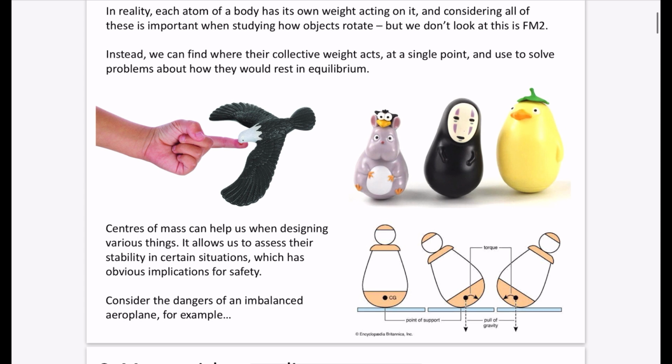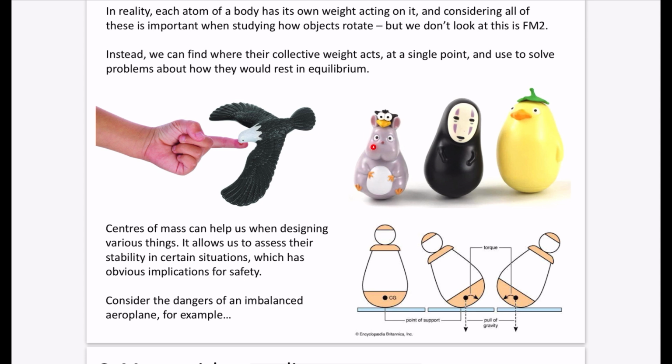Now, I've said that centres of mass can help us when designing various things. It allows us to assess their stability in certain situations, which has obvious implications for safety. What I mean by that is, just consider the dangers of an imbalanced aeroplane, for example. You can imagine, if a plane was taking off and all of the luggage and people were poorly distributed, there could be really quite serious consequences.